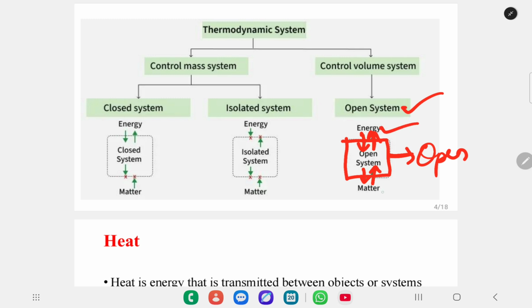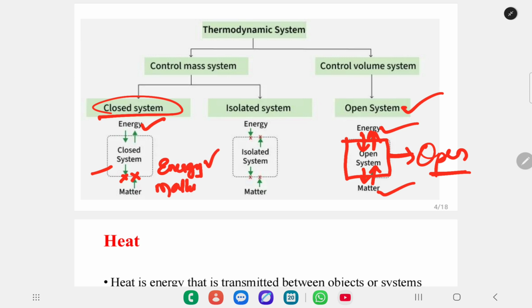Energy is exchanged between the surroundings and the system, and matter is also exchanged between the system and surroundings. So that is called an open system. Now coming to the closed system, here only energy is exchanged between the system and the surroundings. The system can give out energy or bring energy in from outside, but matter is not exchanged. Only energy is exchanged, matter is not exchanged. So that is called a closed system.